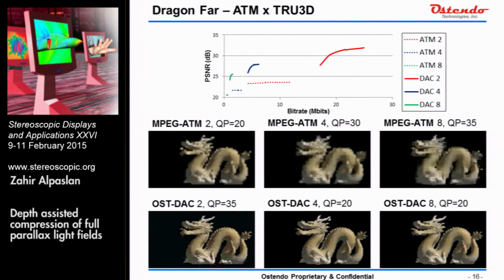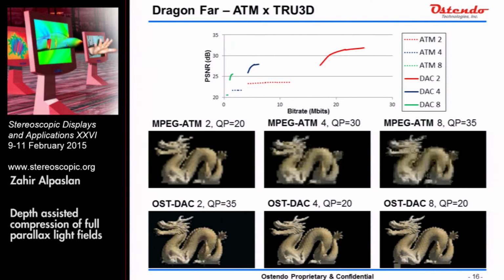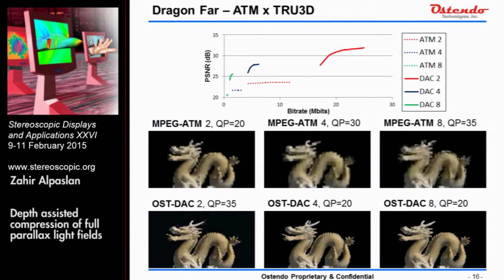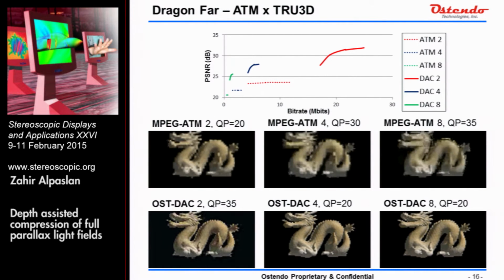And then here it's using view subsampling. In the case of view subsampling using the MPEG 3DV ATM, and using our decoder, as you can see, our decoder is a lot better. It preserves the 3D structure. It also preserves the motion parallax.